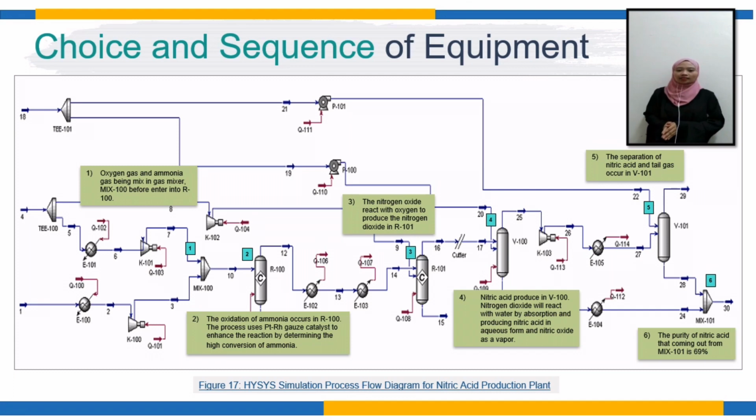Finally, the nitric acid coming out from the conversion reactor V100 and absorber V101 will be combined and mixed in the mixer mix 101. The purity of nitric acid coming out from mix 101 is found to be 69%, obtained from the simulation.